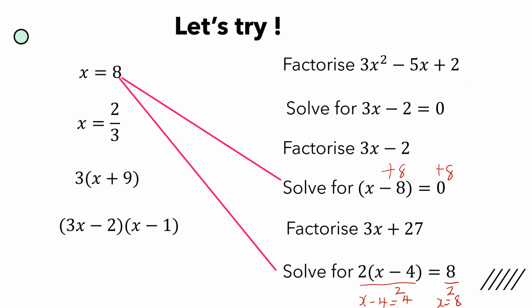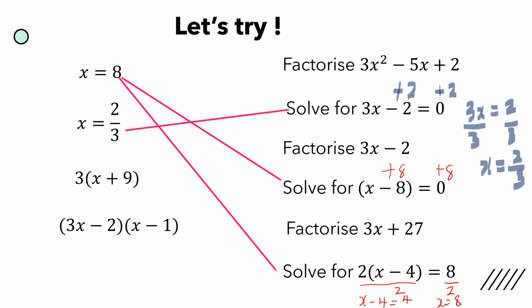Basically, you just add 2 on both sides, and then you will have 3x equals 2. And then you divide by 3 on both sides. You get x equals 2/3. So that's how we get x equals 2/3 as the answer for solving 3x minus 2 equals 0.